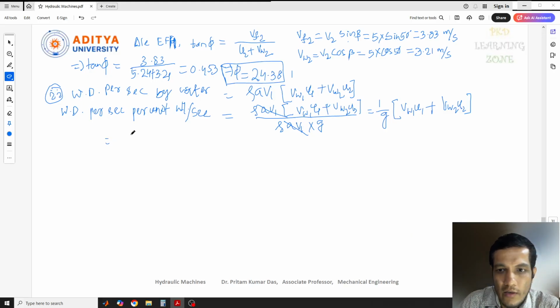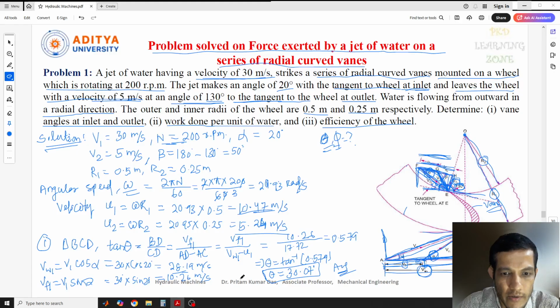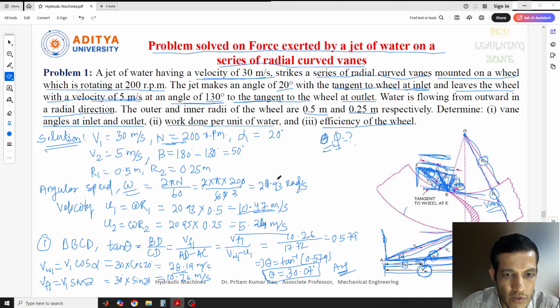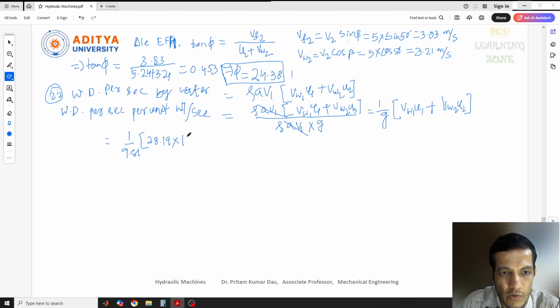Now if you solve this one, just we will write 1.91, bracket start. This one we can write 28. Which one? The VW1, 28 point something we got there. 28.19 into U1. Again U1 how much? 10.47. So this is 10.47. Similarly VW2 just now we have calculated. This is 3.214 into 5.23 something is there, okay. U2 value, this one 24. So this one we need to solve it.